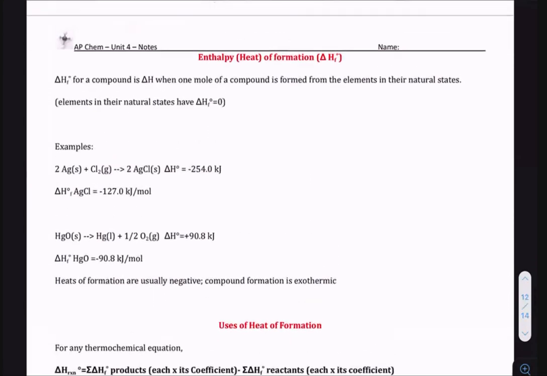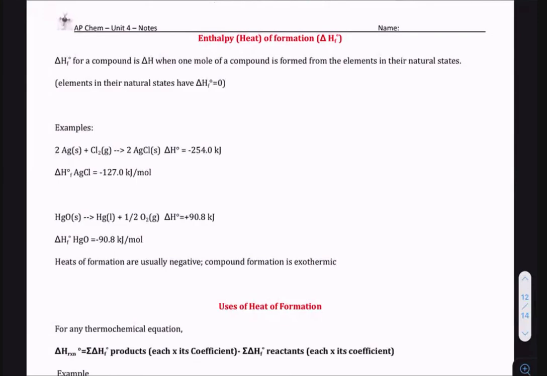We actually went over this yesterday, remember, with heat of formation. It's here, so let's revisit. Delta H of F is the heat of formation when 1 mole of a compound is formed from its elements in their natural states, right? So they have to be in their natural states, meaning you have to know whether something is a solid, liquid, or gas, and this is happening at 25 degrees and 1 atmosphere pressure.